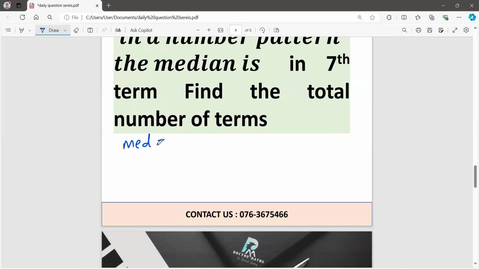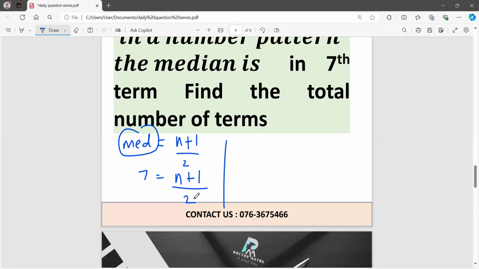Median equals, the number pattern median equals (n plus 1) divided by 2. Okay, so median, here you get the median's position. So we know the position is in the 7th place. So 7 equals (n plus 1) divided by 2. Here n means the number of terms.